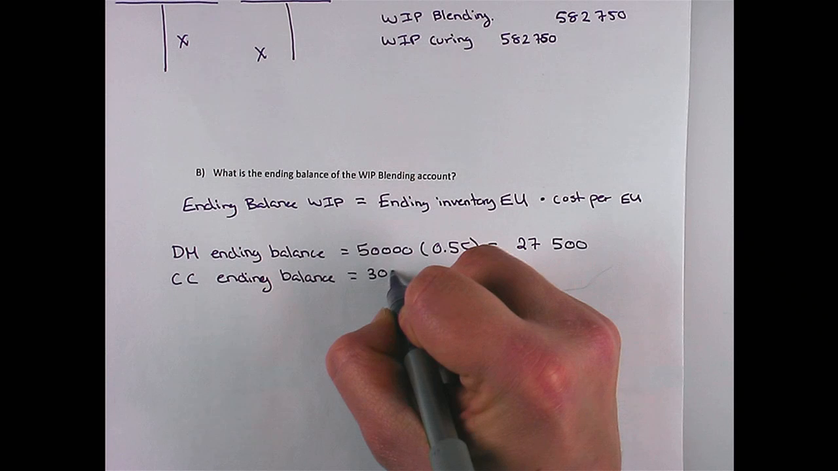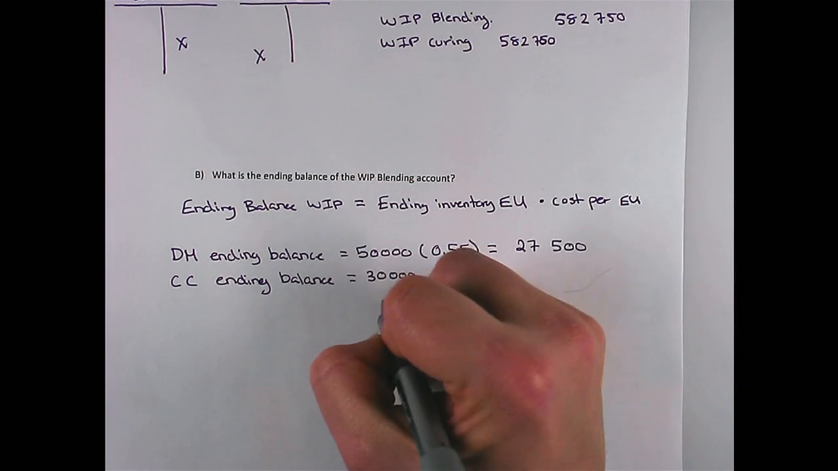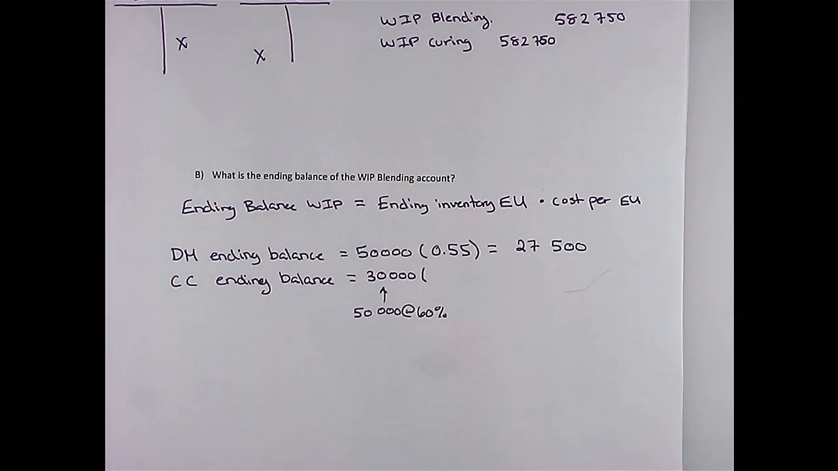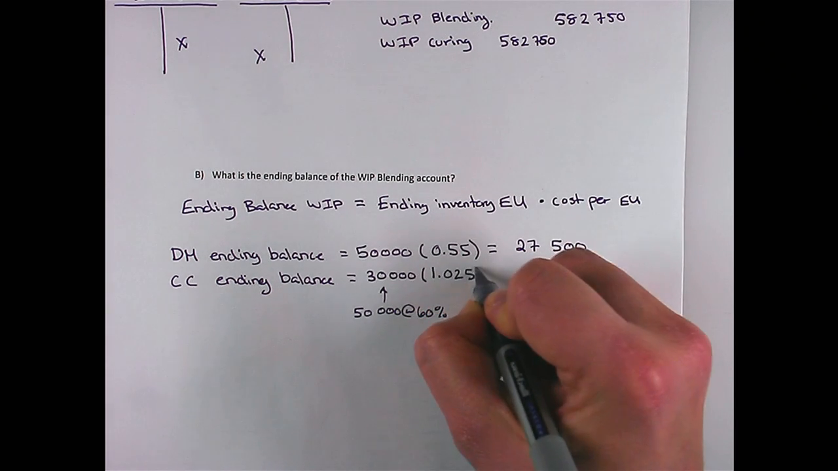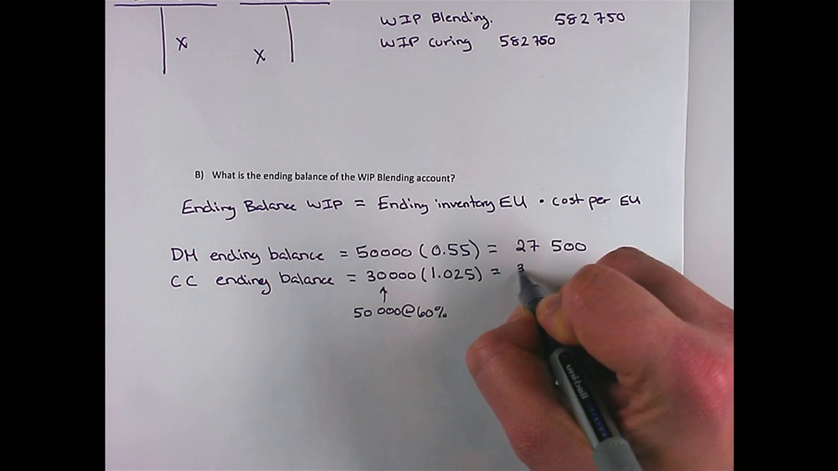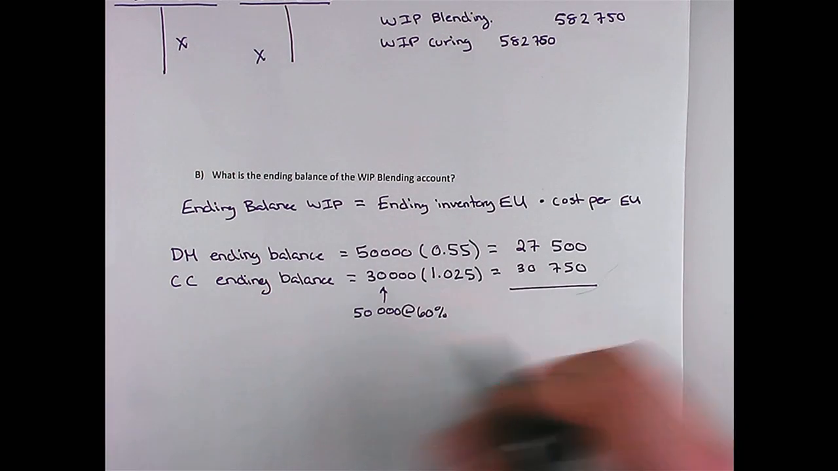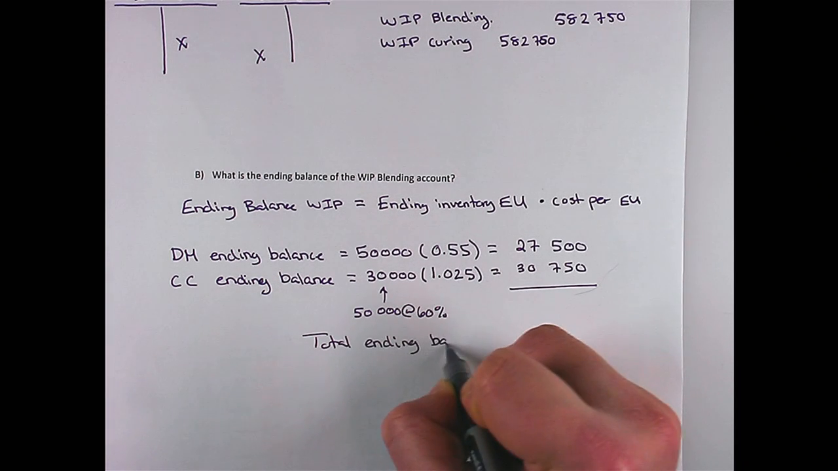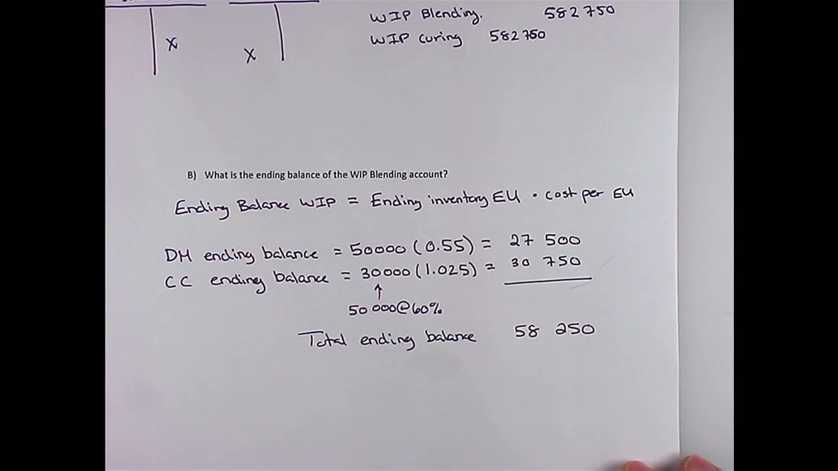And for our conversion costs, our ending balance, the equivalent units for conversion is only 30,000, right? It was 50,000 at 60% complete, and the cost there was 1.025. And so this is going to give us a cost of 30,750. And so our total ending balance there is 58,250.